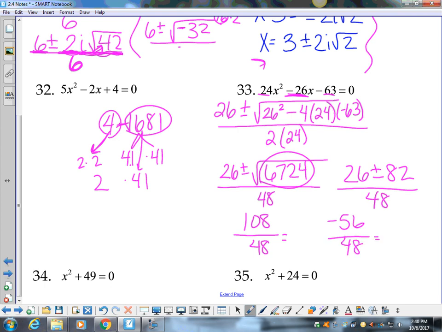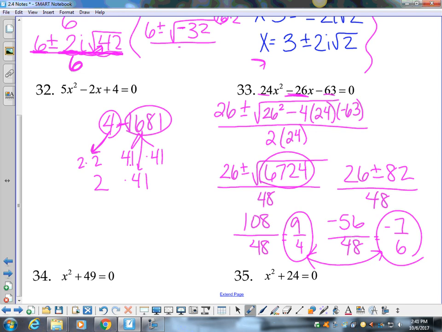Now I'm going to reduce. I'm just going to type it in my calculator. 108 divided by 48, get a decimal, and then go math fraction. I got 9/4. And then negative 56 divided by 48, and I got a decimal. And then I'm going math fraction, and I got a negative 7/6. So these two guys are my answers.